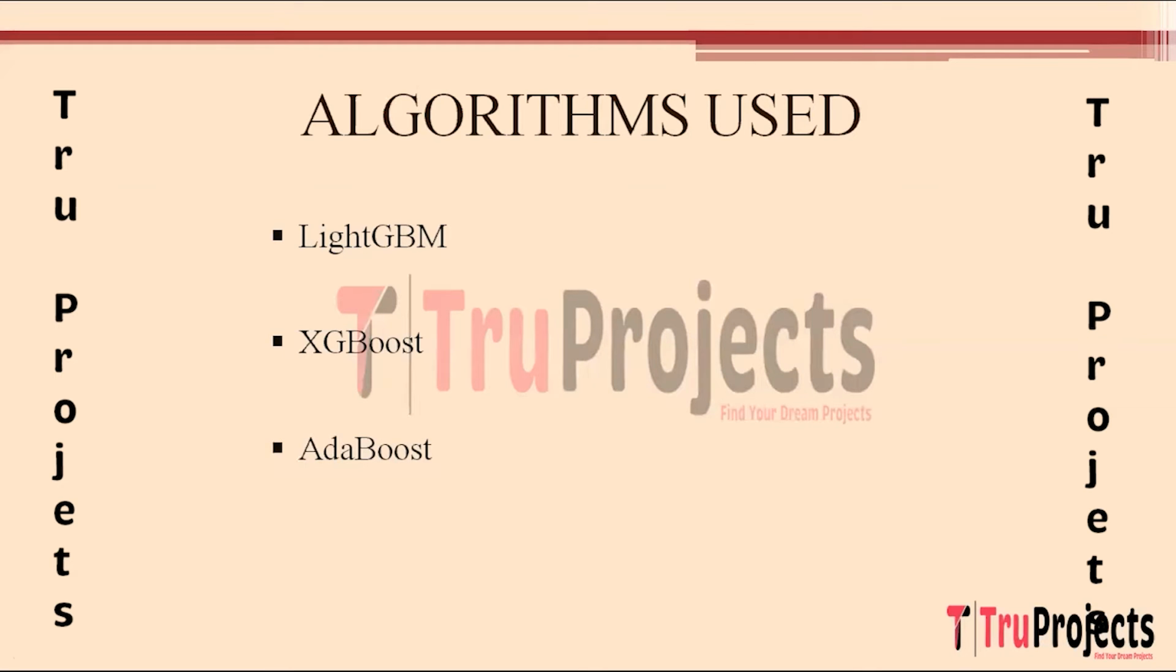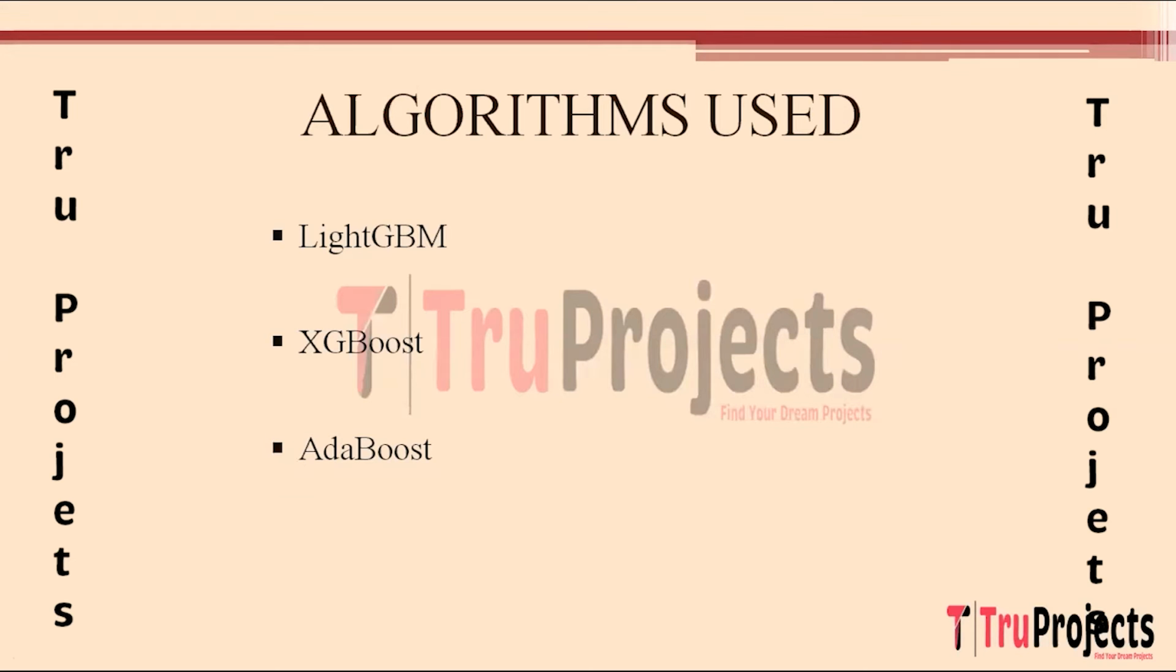The next algorithm built is AdaBoost, short for adaptive boosting. So, AdaBoost combines weak learners, usually decision trees, to create a strong classifier. It assigns weights to instances, focusing more on misclassified data in subsequent rounds to improve overall accuracy.